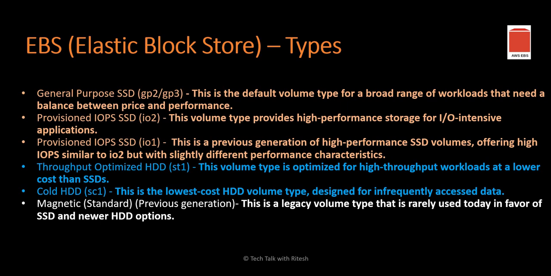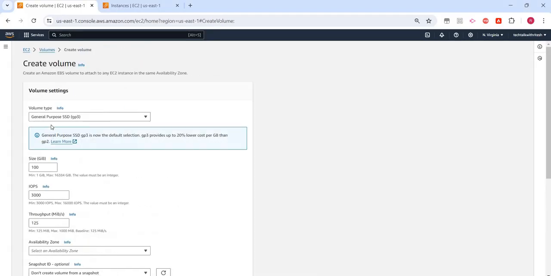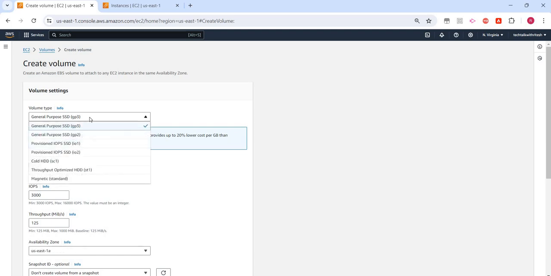So that we must have seen at the time of volume creation in my previous video, but I will just show one more time. When we create a volume, the first thing we need to do is select the volume type. For example, GP3, GP2, IO1, IO2, SC1, ST1, all these are types. So the first thing to understand is how many types there are.